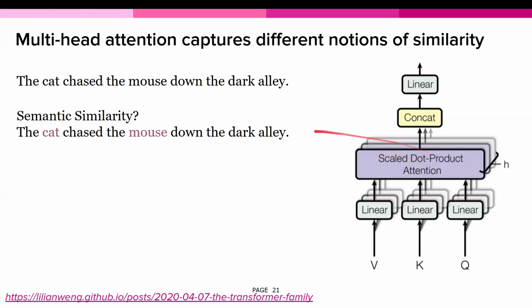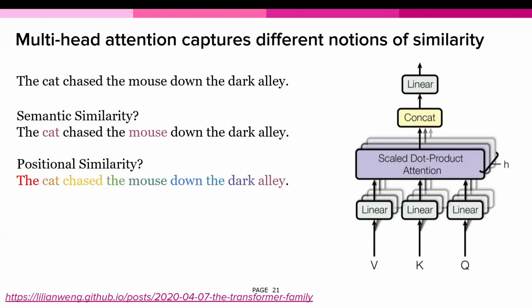It's not like an alley, which is part of a city, or dark, which is an adjective. So we could focus on semantic similarity. We could also look at positional similarity. We know that the positional embedding is part of the information that the model has access to.